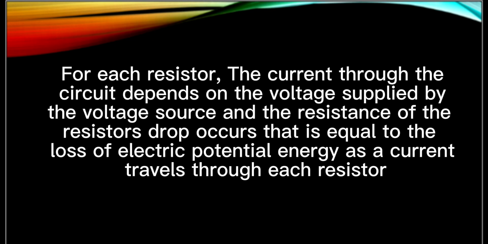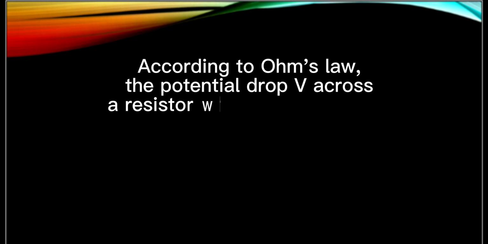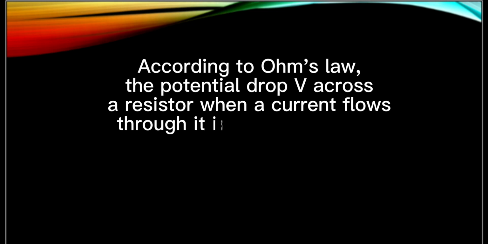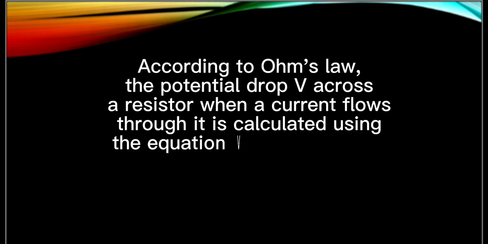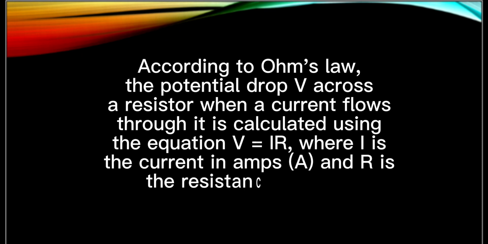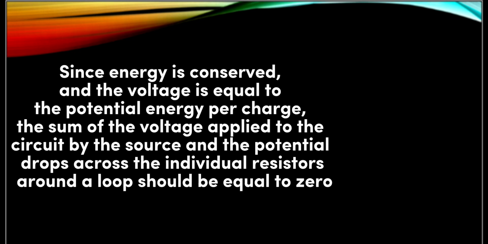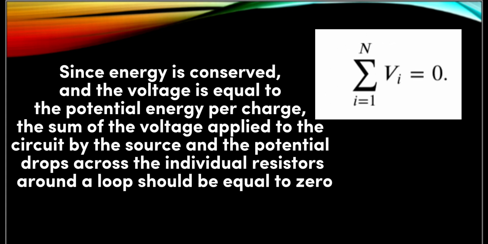According to Ohm's law, the potential drop V across a resistor when the current flows through it is calculated using the equation V is equal to IR, where I is the current in amperes and R is the resistance in ohms. Since energy is conserved and the voltage is equal to the potential energy per charge, the sum of the voltage applied to the circuit by the source and the potential drops across the individual resistors around a loop should be equal to 0.